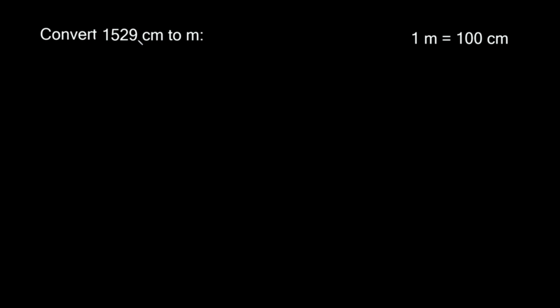So here, our decimal would be right here, right? So we'd move it two spaces to the left. 1, 2. So then we'd go right there. So then it'd be 15.29, right? So 1,529 centimeters is equal to 15.29 meters, right? That's the shortcut way of doing it. Just move the decimal two times to the left, right?